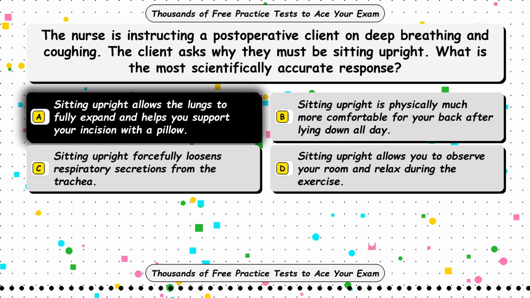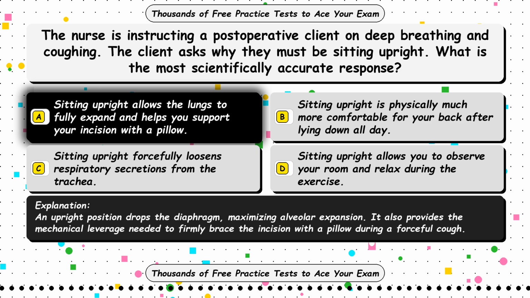The correct answer is option A, sitting upright allows the lungs to fully expand and helps you support your incision with a pillow. An upright position drops the diaphragm, maximizing alveolar expansion. It also provides the mechanical leverage needed to firmly brace the incision with a pillow during a forceful cough.